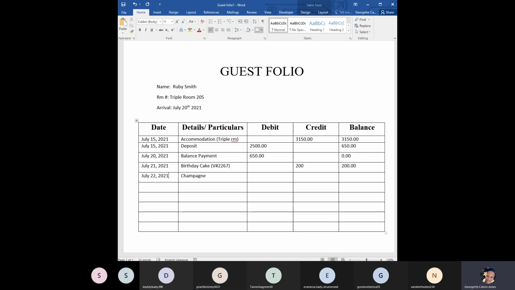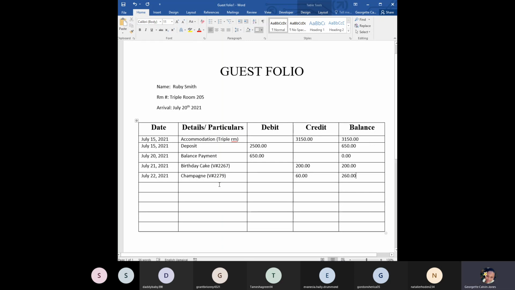All right, and what payment do we put for the champagne? Credit 60. All right, let me insert the voucher number, which is bottle of champagne 2279. We are crediting $60. That puts our total at what? So the balance is now, her balance is now what? 260.